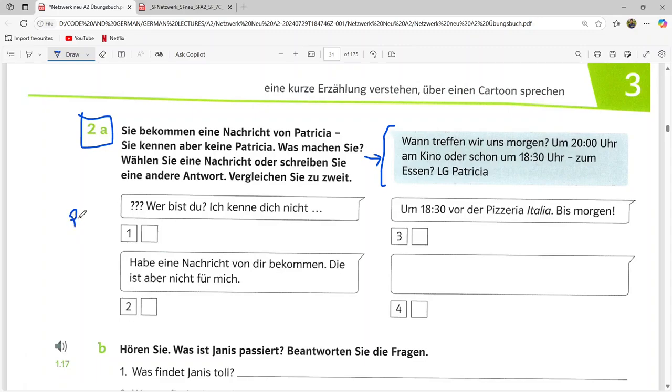But is this reply a polite one? No, this is not a polite reply. Okay. Next one. This is not höflich. Höflich means polite. This is not höflich. Okay. Next reply you can do. Ich habe eine Nachricht von dir bekommen. I have got a message from you. Die ist aber nicht für mich. That is not for me. So, is it a polite reply?